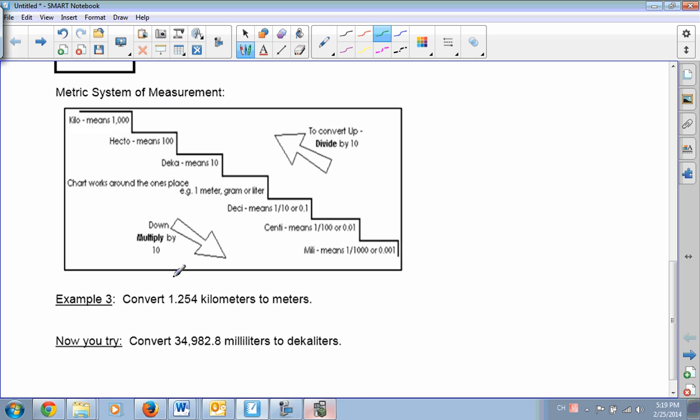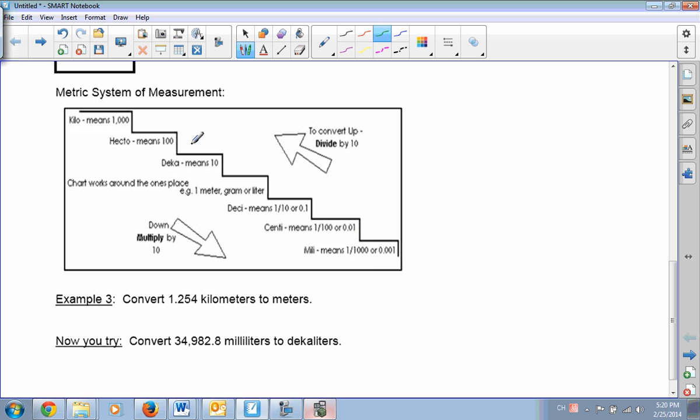Now we're going to look at the metric system of measurement. This is not how we measure things here in the United States. This is how they measure things in Europe and most other countries in the world. It's actually a lot easier to measure in metric because you're just moving decimal places once to the left or right. Each one of these stair steps represents a decimal place. A kilo is 1,000, hecto means 100, deca means 10, and 1 meter, gram, or liter is right here in this middle step. Then going backwards, centi is a hundredth, and milli is a thousandth.